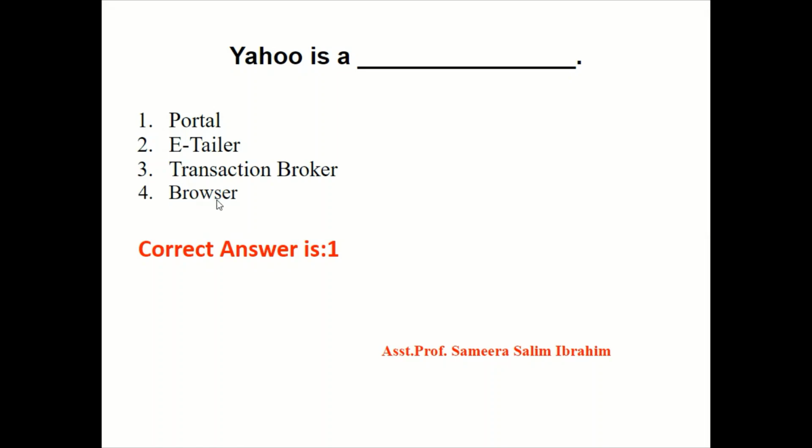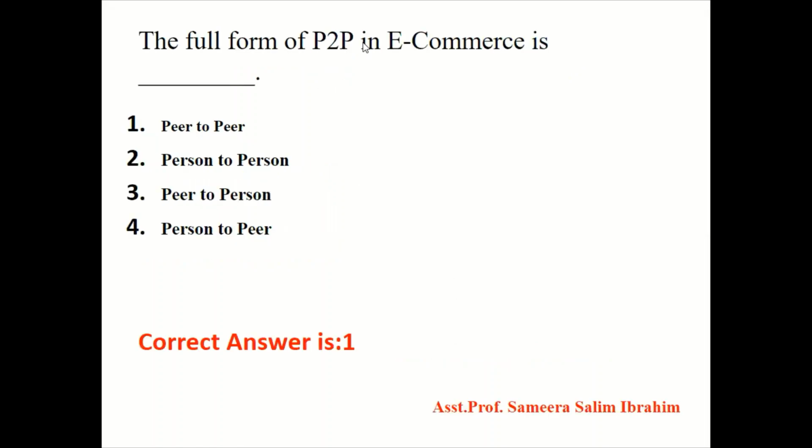This information is very much needed because you can get such a question in your exam also. So what is Yahoo exactly? Yahoo is a portal. Next question. The full form of P2P. P2P full form is peer-to-peer. So here we don't need any explanation. It's just asking you the full form, P2P, peer-to-peer.